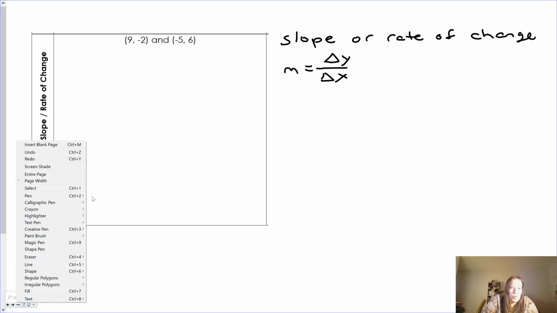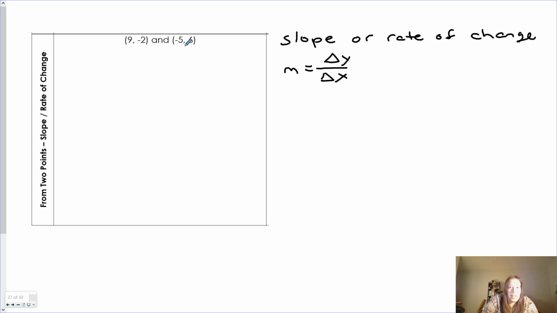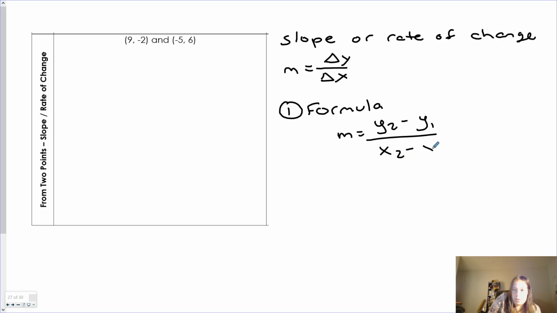So we were given these 2 points, (9, -2) and (-5, 6). The first option I'm going to show you is using the formula. That says the slope is y2 minus y1 divided by x2 minus x1. So let's assign. We have x, y, x, and y. I'll make the first set of points 1 and the second set 2, which means filling in our formula, y2 is 6 minus a -2. Put that in parentheses so I can watch my signs. x2 is -5 minus 9.